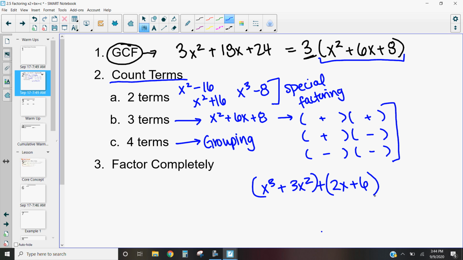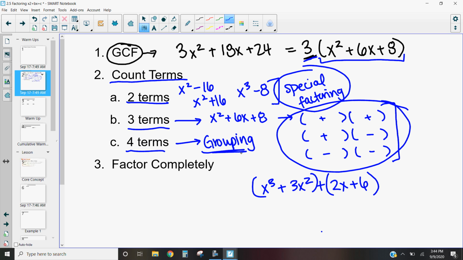So when we are factoring, the first thing is to get rid of that common factor if it exists. Then look at the polynomial that's left. Count the number of terms. If it's 2 terms, we're going to have special factoring. If it's 3 terms, it's going to be one of these things. If it's 4 terms, we're going to have to group it.